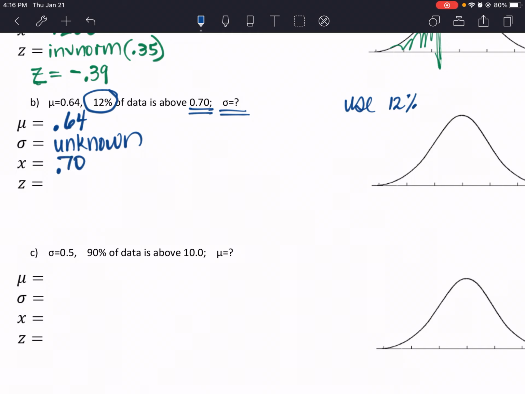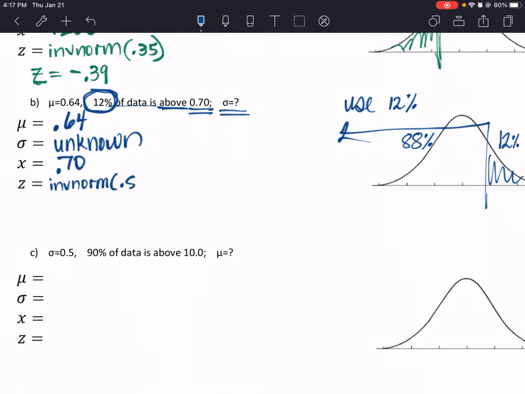But here's the problem. This 12% is the part above. So if 12% is above, we need our calculator to do the area below. And 100 minus 12% is 88%. So I'm going to use 88% to get the z-score. Remember, the percent is not the z, but I'm going to use the percent to get the z. So inverse norm of 0.88 is the z at that spot, and that is 1.17.